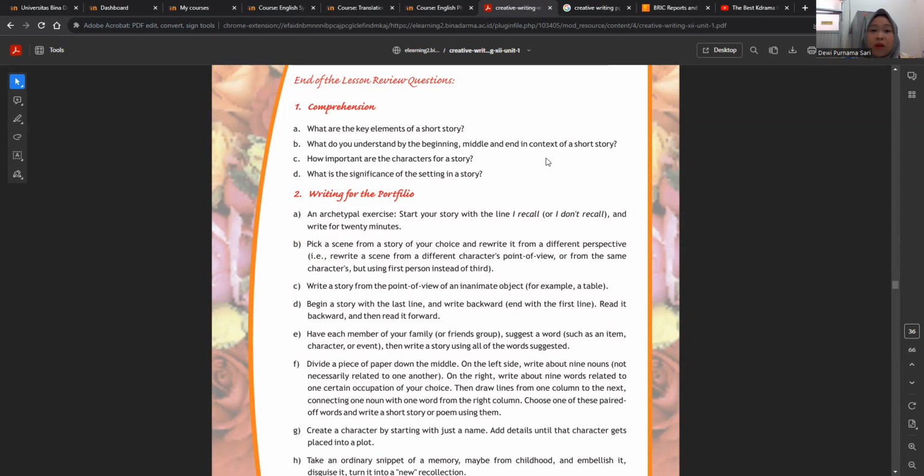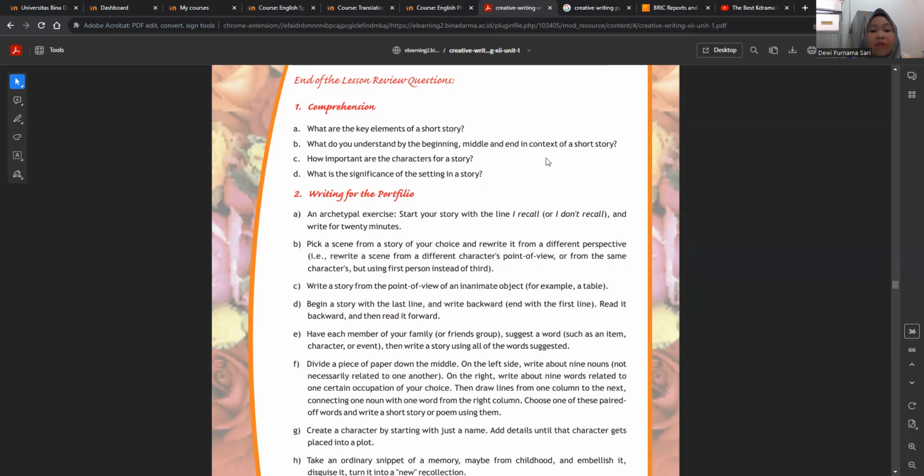Okay, so it's a third person point of view. Okay, so the perspective will not be the same as already written before. Okay, next, write a story from the point of view of an inanimate object, for example, a table. Yeah. And then begin a story with the last line and write backward. End with the first line. Read it backward and then read it forward.